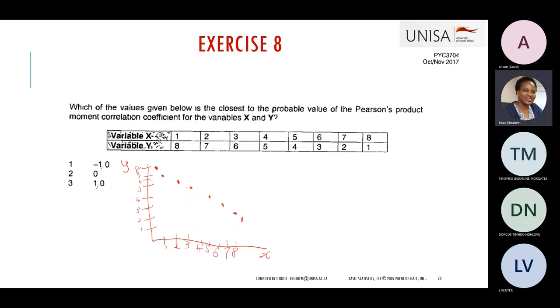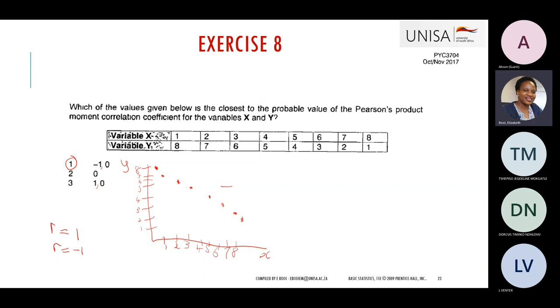Looking at this now, would you say this is a positive or negative relationship? Negative. It's a negative relationship. And looking at the dots, are they perfect? Yes. So if they are perfect, remember when it's perfect, it means your R will be either positive 1 or your R will be negative 1. So which one will that be? Number 1. So you don't even have to go and calculate anything. You just need to know how to visualize the values.